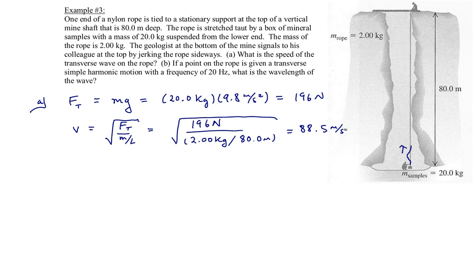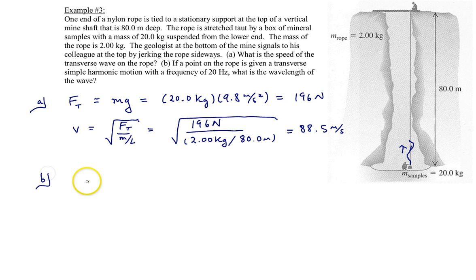Now part B is asking, if a point on the rope is given a transverse wave, which is going to follow simple harmonic motion, like a sine wave going all the way up here, and the frequency was 20 hertz, that means he's moving it side to side 20 times per second. We want to know what would be the wavelength of this wave here.